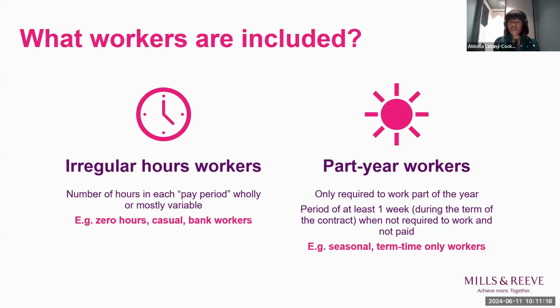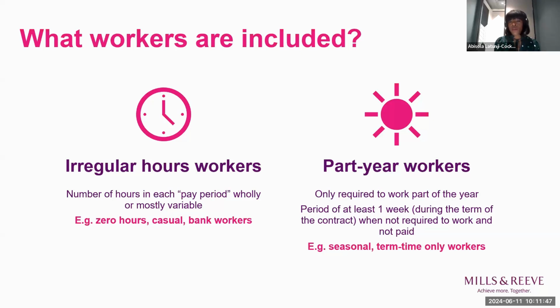Now, what we don't have, somewhat unhelpfully, within the legislation is a definition as to what is meant by wholly or mostly variable. So you can imagine some circumstances where there may be scope for dispute as to what that means, and ultimately that would be something that would need to be determined by an employment tribunal. But in reality, what we're talking about here are the sorts of arrangements that I've put on the slide, so 0 hours contracts, casual contracts, bank workers, and those sorts of arrangements.